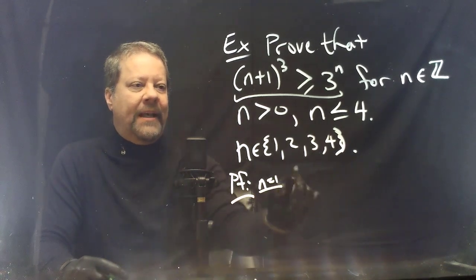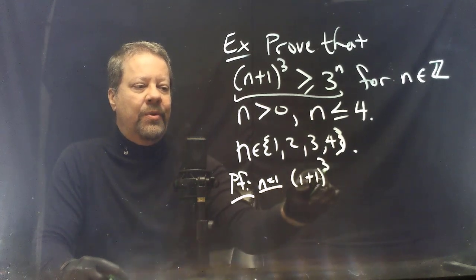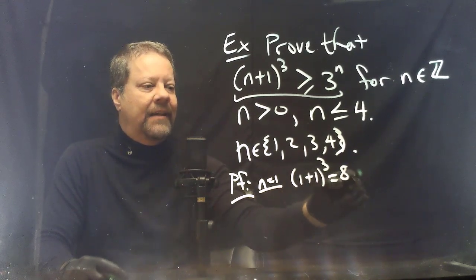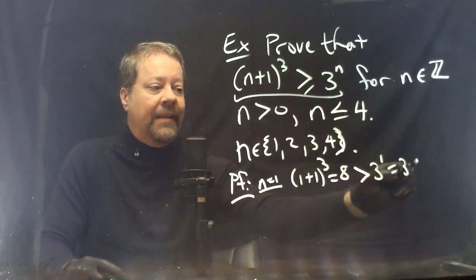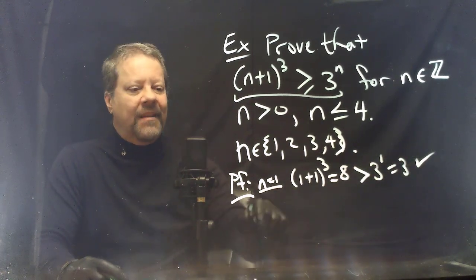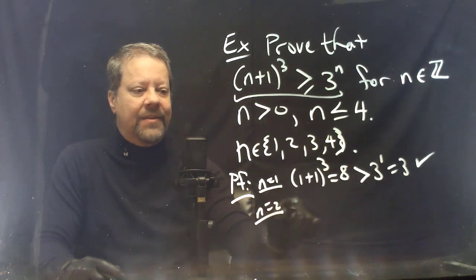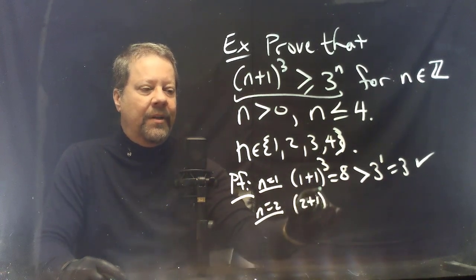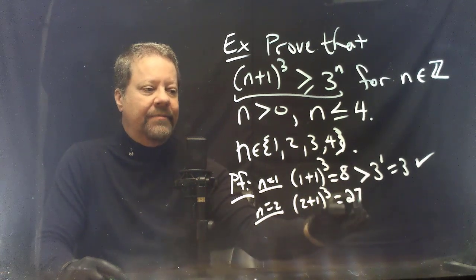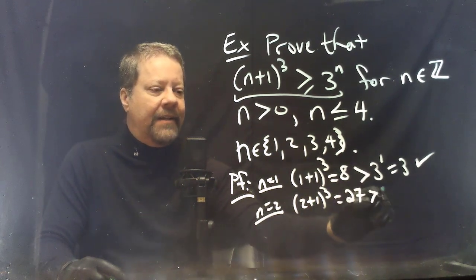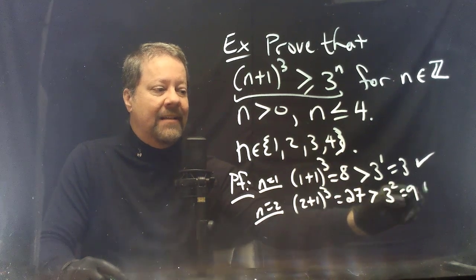The n equals 1 case. 1 plus 1 cubed is 8. And is that greater than 3 to the power 1, which is 3? Yep. How about that n equals 2 case? 2 plus 1 cubed, 2 plus 1 is 3, cubed is 27. Is that greater than 3 to the power 2, which is 9? Yeah.